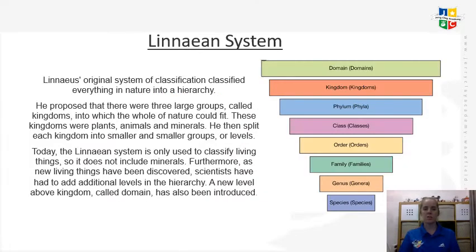And then his 10th edition was published in 1758, and it was considered to be the most important edition that he did. So now that you've watched the video on Carl Linnaeus, you should now be familiar with the Linnaean system or parts of the Linnaean system.